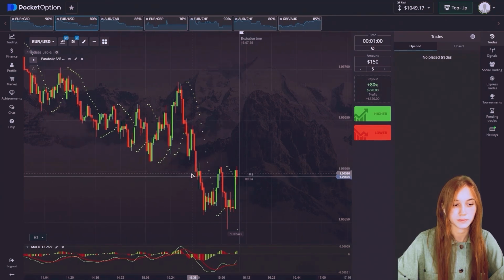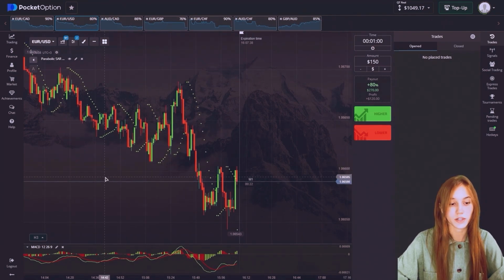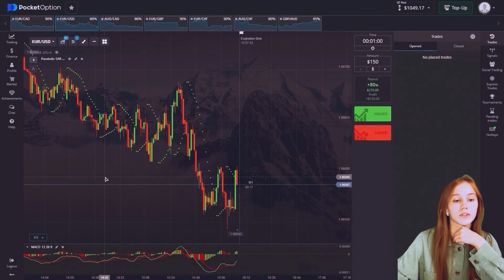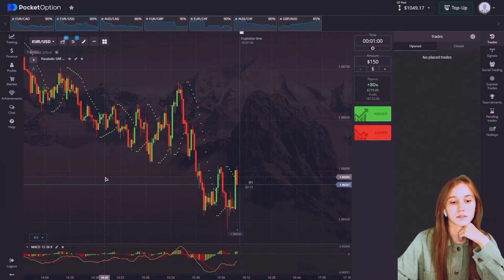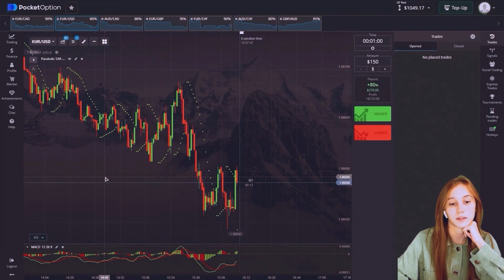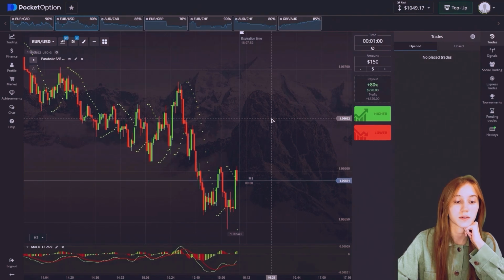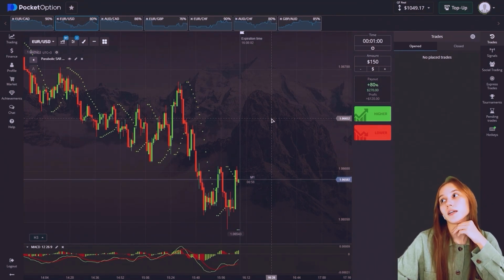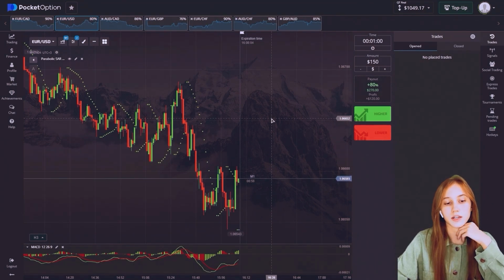Let's finish our trading session for today and summarize it. We increased our balance. The starting balance was $10 and now it's more than $1,000. It's good.